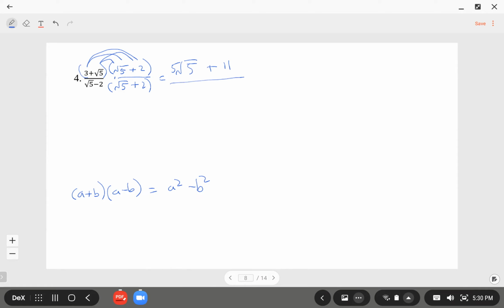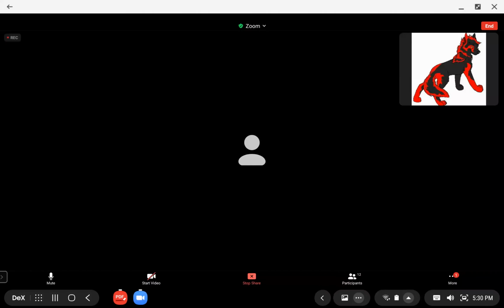After we do that, we still have the bottom, right? So we do 5 minus 4, which is just 1. So then we can just cross the entire bottom part out, and our answer would be 5 times the square root of 5 plus 11. And whoever got that is correct.